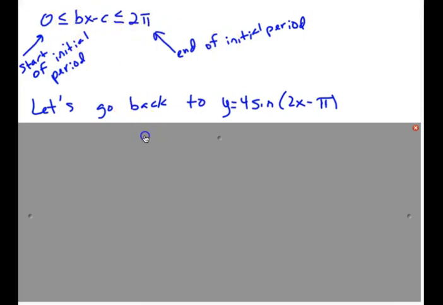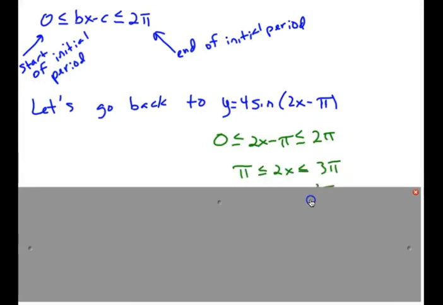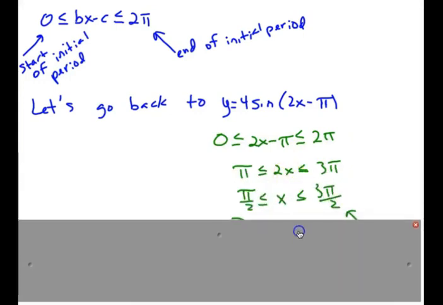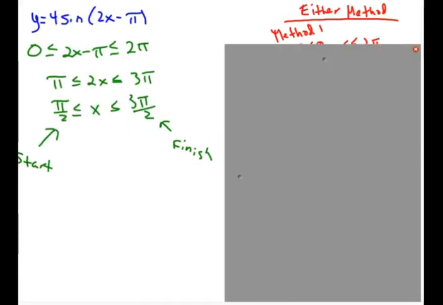But I put bx minus c in the middle, and I solve for x. So I'm going to add pi to both sides of the inequality to get it out of the center. I'm going to divide by 2. So now I have a new starting point of the initial period for this specific function of pi over 2 and a finish point of 3 pi over 2. I can use any method to find the other critical values.